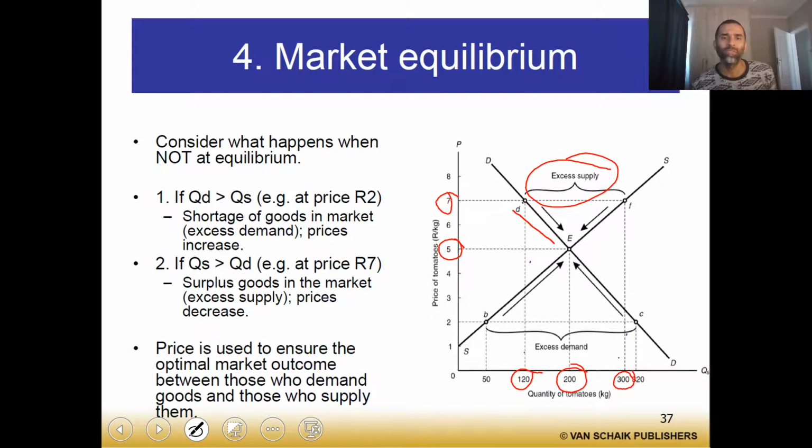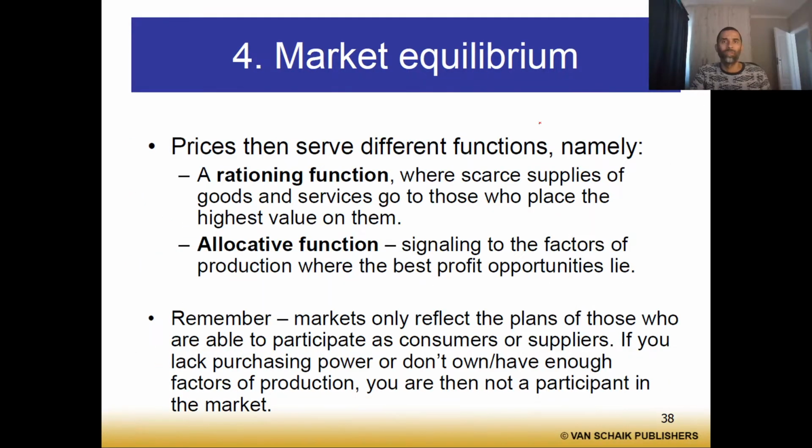In this way, price is used to ensure that optimal market outcomes between those who demand goods and those who supply goods are obtained. We can think of prices as serving 2 different functions. Firstly, they serve a rationing function. Much like an auctioneer, they direct resources to where they are most highly valued. Secondly, they serve an allocative function, in that they signal to the factors of production where the best profit opportunities lie, or where the highest returns are.